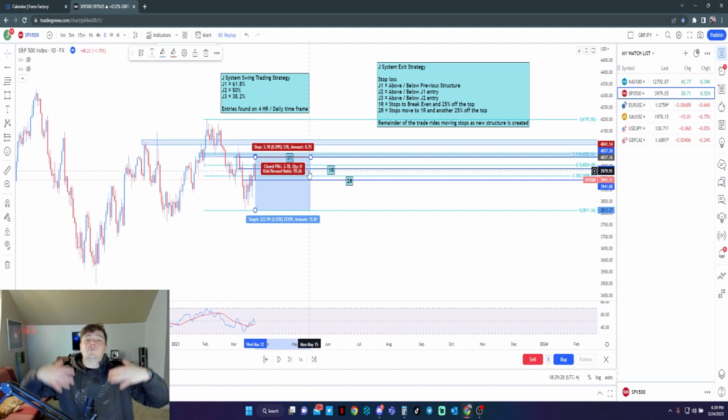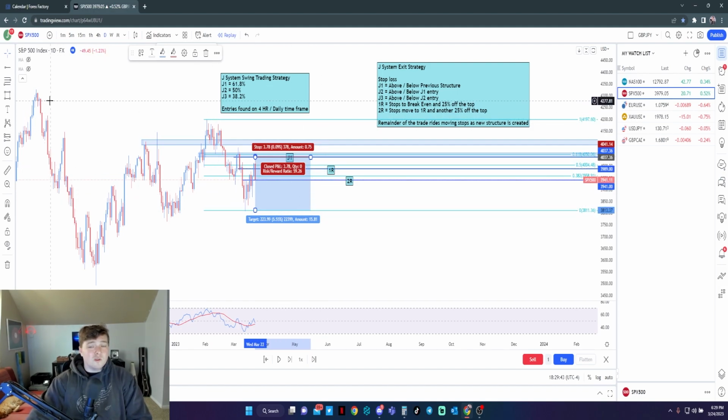So if price even comes back to 1R, then we're going to guarantee that when this trade closes, we close in profit. We don't close at zero, we close in profit. And we've also secured 50% of what we were planning on making. And then once we get to 2R, the rest of my trade rides.